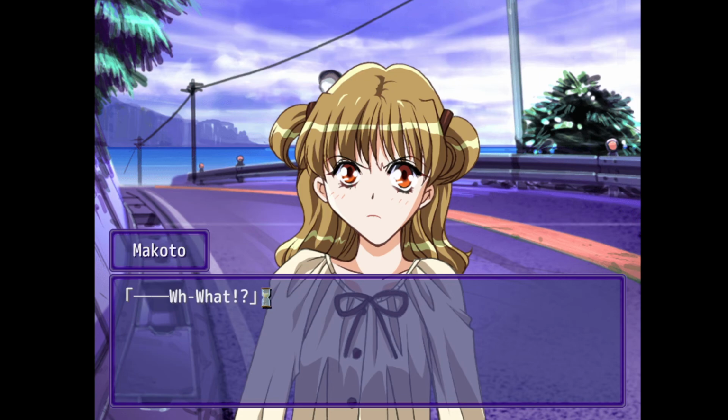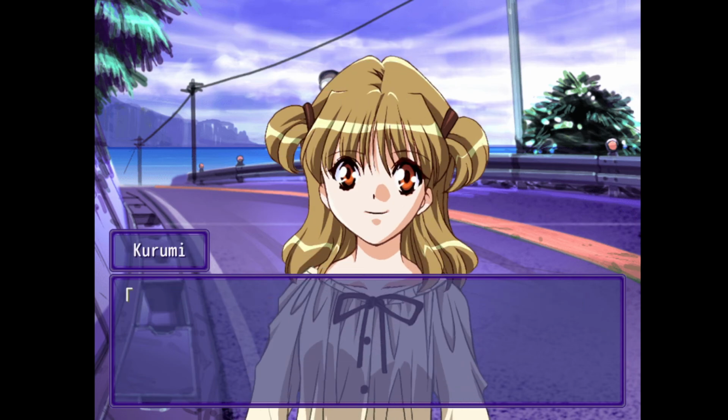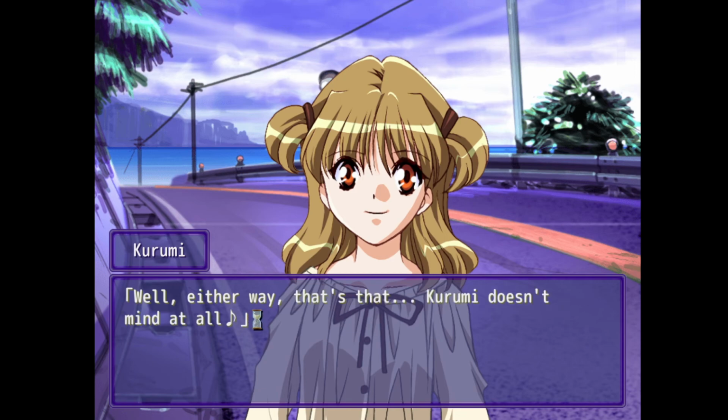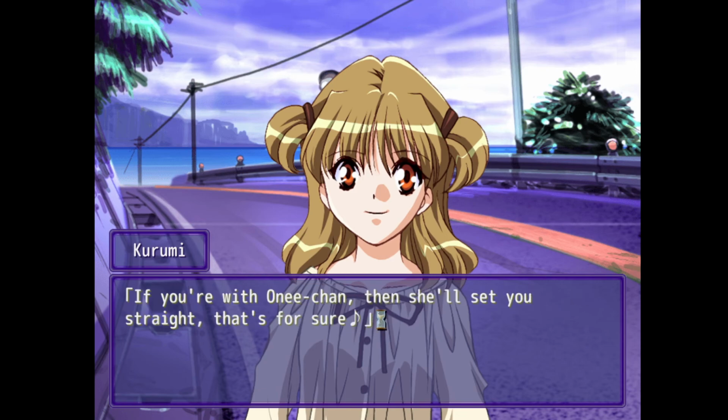Do you like her? What? You like Oni-chan, don't you? Are you an idiot? What's with the... Then you hate her? Why would I? There's no way I would hate her. And you really do like her. Well, either way, that's that. Kurumi doesn't mind at all. If you're with Oni-chan, then she'll set you straight, that's for sure.